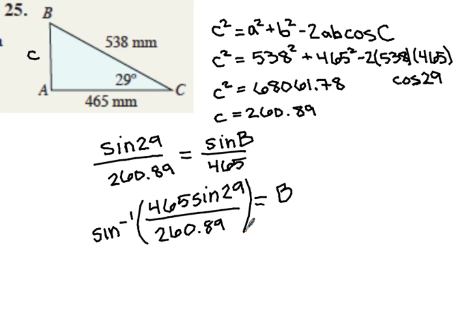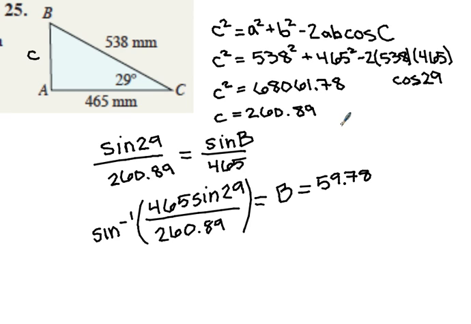Then we can type this into our calculator. Sine inverse of 465 sine 29 divided by 260.89. We end up seeing that B is about 59.78. So now we've used the law of sines, and it has given us one of the other angles. We were given an angle to start with, so the last step is now to find the third angle.